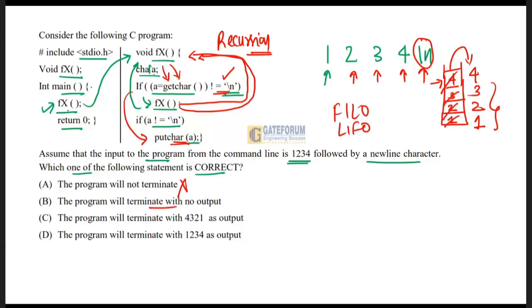The program will terminate with no output: incorrect. Obviously we will get the output. The program will terminate with 4 3 2 1. Yes, the elements will be reversed like this. And the program will terminate with 1 2 3 4? No, it is not a correct answer. So here, if you can see option C, the program will terminate with 4 3 2 1 as output. This is the correct answer. I hope it is clear to you.